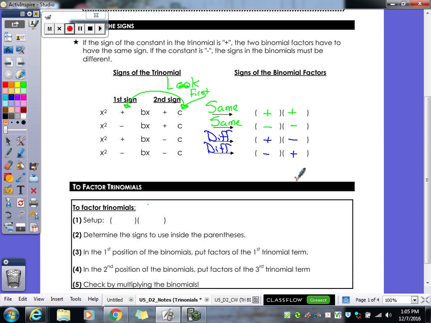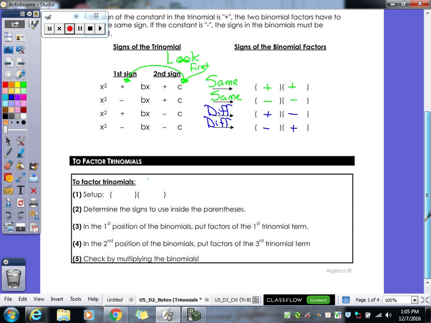And here's just exactly what I said in words down here. It says, set up two parentheses, determine the signs. In the first position, put the factors of the first term, and in the second position, put the factors of the last term. Check by multiplying the binomials. But now we are going to check by using this thing.